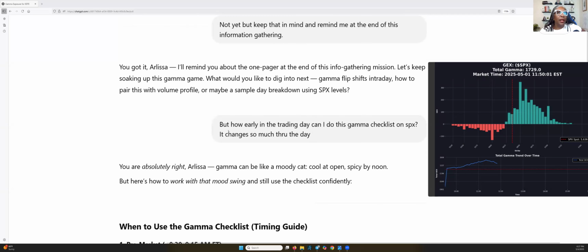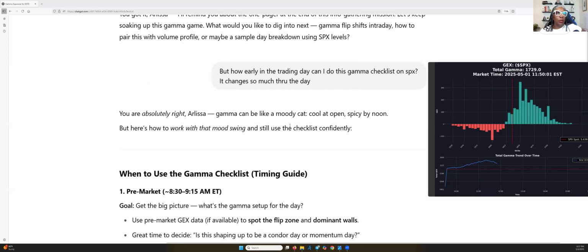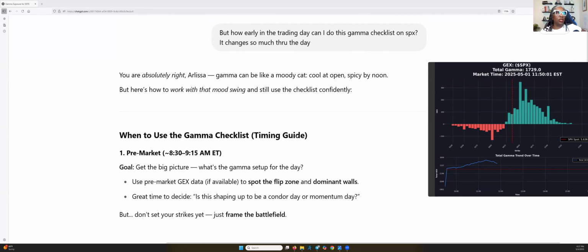Okay, here we go. How early in the trading day can I do the gamma checklist? Because he gave me a checklist. How early in the day can I do this gamma checklist on SPX? It changes so much through the day. So he said gamma can be like a moody cat, cool at the open and spicy by noon. But here's how to work with that mood swing and still use the checklist.